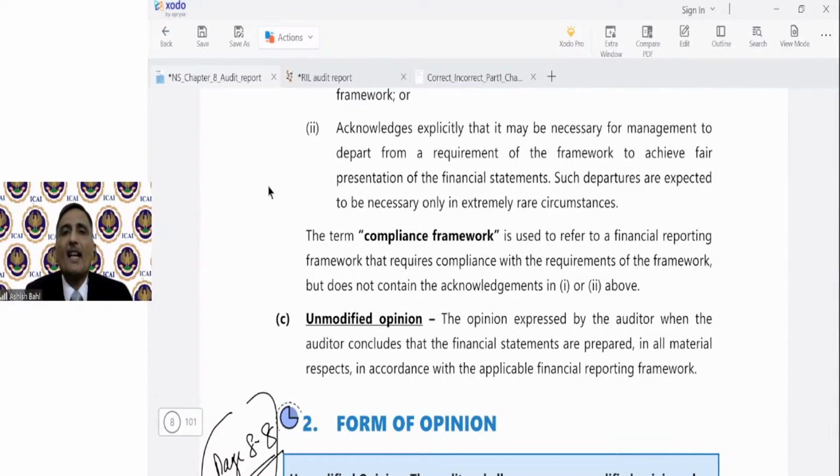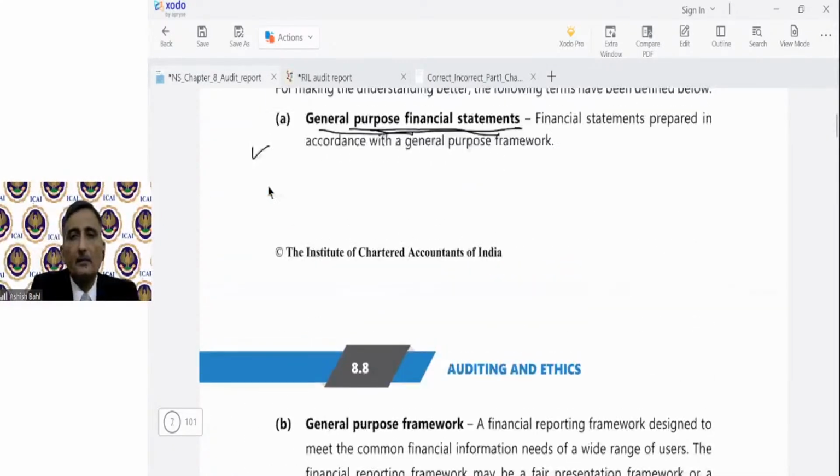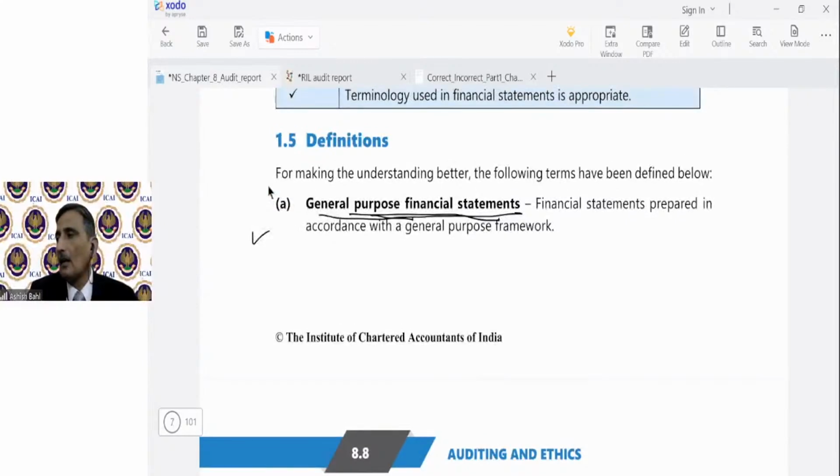वो तो अभी हम कर ही लेंगे. मैं वैसे स्टूडेंट्स आपसे जनरली बात कर रहा हूं कि क्या आपने जनरल पर्पस फाइनेंशियल स्टेटमेंट्स, आपको पता है क्या मीनिंग है इस टर्म का, या जनरल पर्पस फ्रेमवर्क क्या होता है वो मालूम है? आपने अकाउंट्स में पढ़ा है क्या? यस. यस, एनीवन? यस, सुमन गोयल.